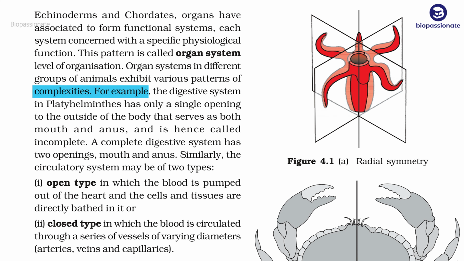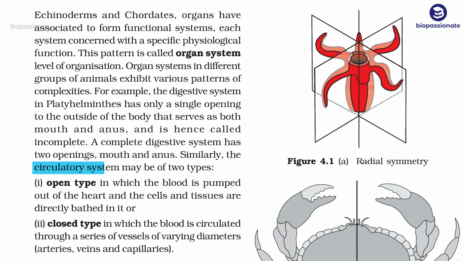For example, the digestive system in Platyhelminthes has only a single opening to the outside of the body that serves as both mouth and anus, and is hence called incomplete. A complete digestive system has two openings, mouth and anus.